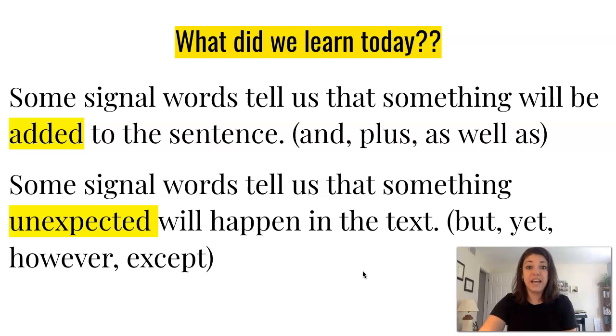So what did we learn today? We learned that some signal words tell us about something that will be added to the sentence. Those words are and, plus, as well as. Some signal words tell us something unexpected will happen in the text. But, yet, however, except. So those words tell us something that is unexpected will happen in the text.